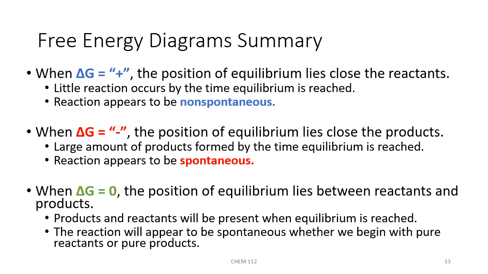When delta G is exactly equal to 0, the position of equilibrium lies between the reactants and the products. Products and reactants are present when equilibrium is reached. The reaction will appear to be spontaneous whether we begin with pure reactants or pure products.